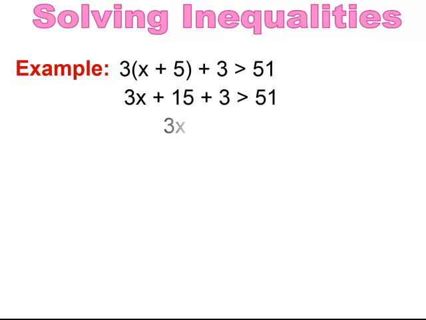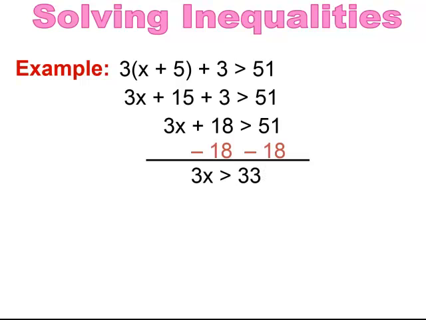Then we're going to have to combine like terms, and the like terms here is that plus 15 plus 3, so we get plus 18. Now it's a two-step inequality, so we're going to subtract 18 from both sides, and then we're going to divide through. And because I'm dividing through by a positive, my inequality symbol will stay in the same direction.